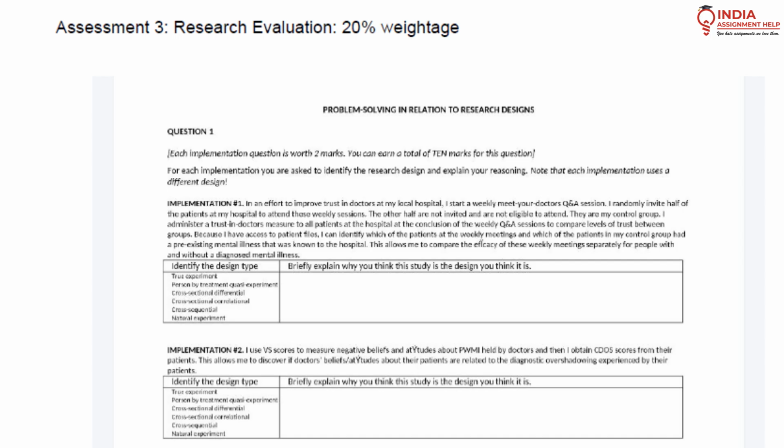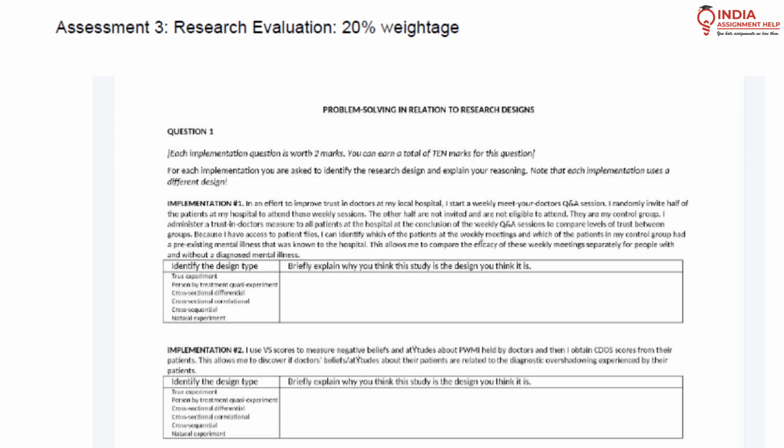The next assessment is the research evaluation end-to-end, which holds 20% weightage. So what is the exact purpose of this assessment? This assessment focuses on applying scientific principles to evaluate research, often involving identifying research questions, evaluating methodologies, interpreting results, and understanding ethical considerations in studies, with typical questions asking you to critically analyze provided research articles or scenarios.